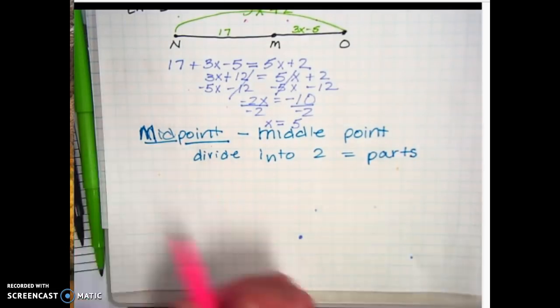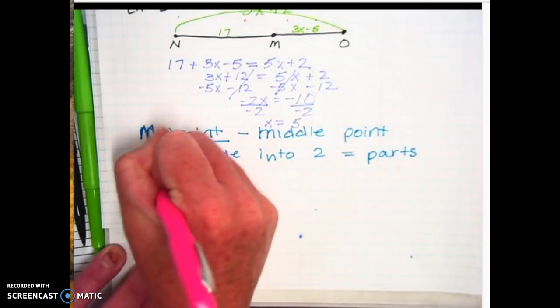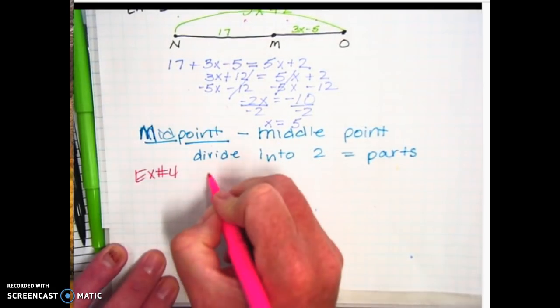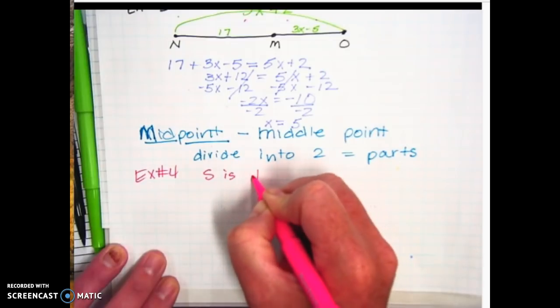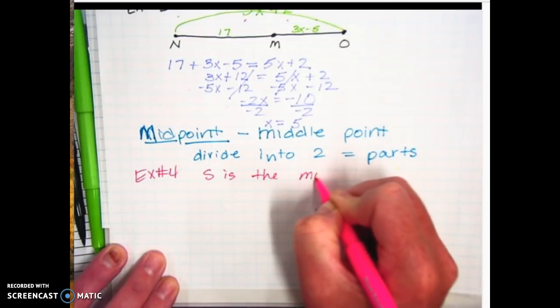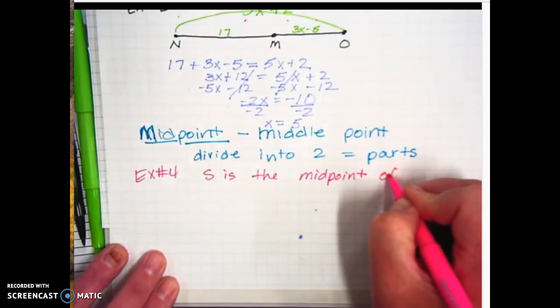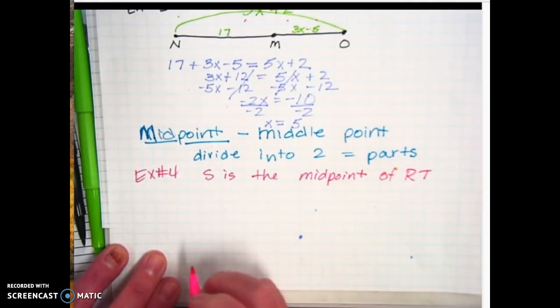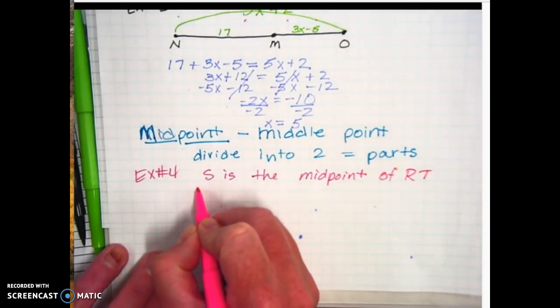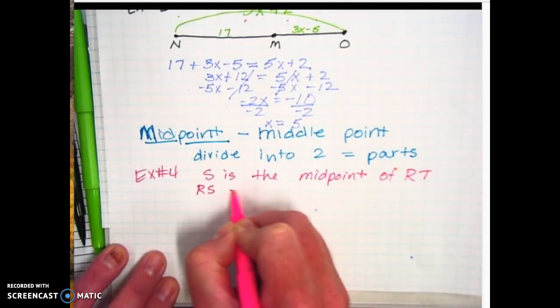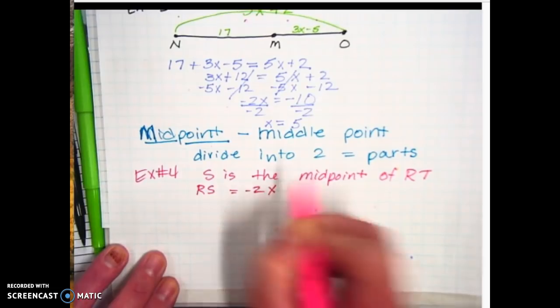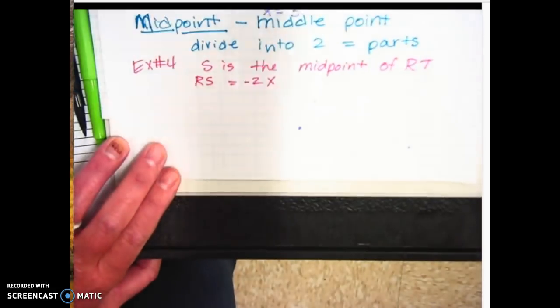Okay. So for example number 4, if S is the midpoint of RT, then we're going to need to solve, right? So I'm going to give you that RS is equal to negative 2x. Let me move that up. There we go.